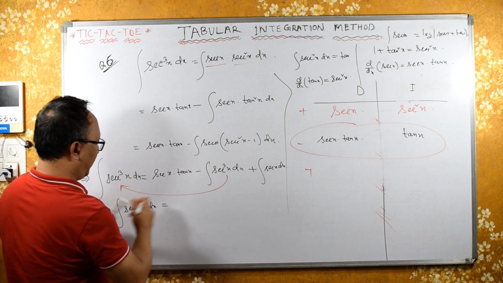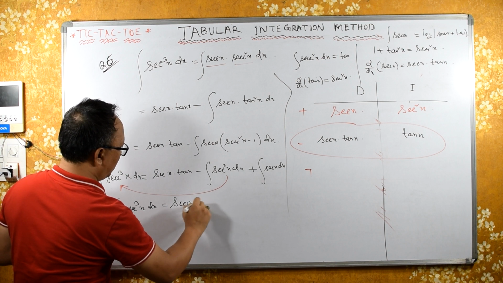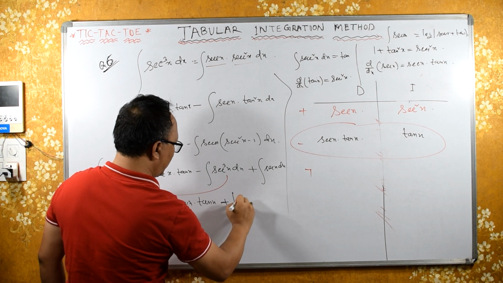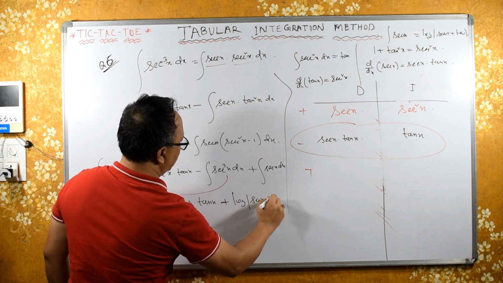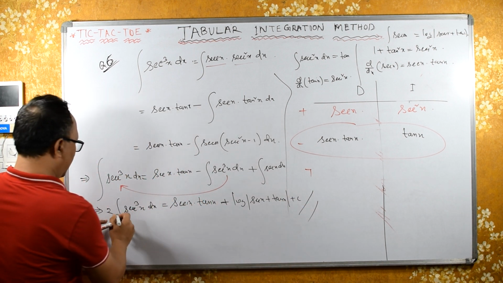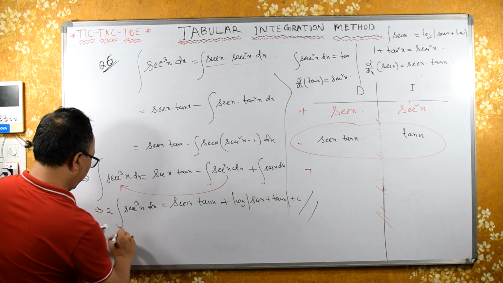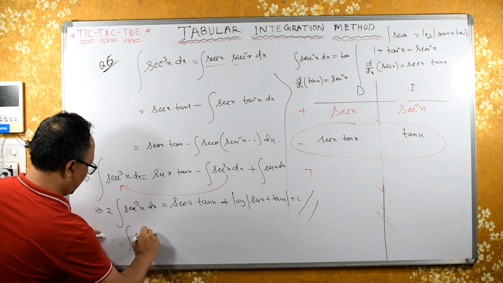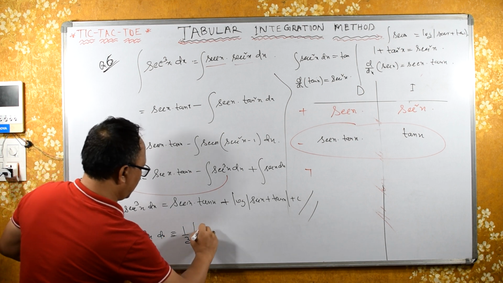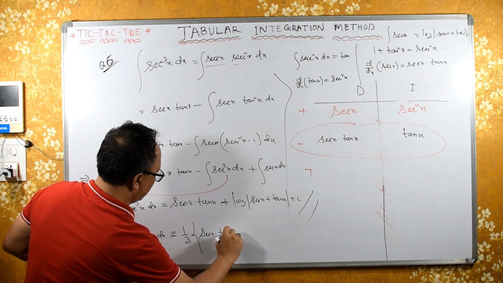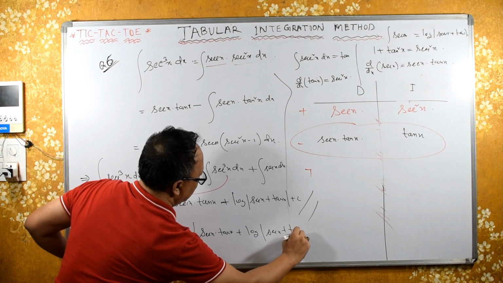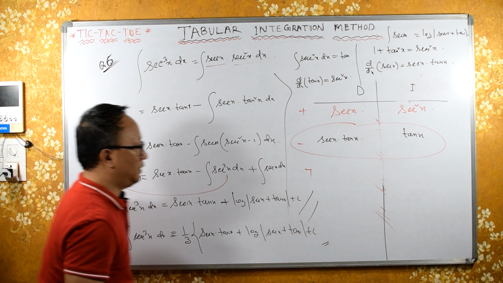Now we have sec x into tan x here, plus integral of sec x, which is log of sec x plus tan x plus c. This is the required answer, or you can put the half over here, or therefore integral of sec cube x dx equals 1 by 2 sec x into tan x plus log of sec x plus tan x plus c. You can keep it like this.